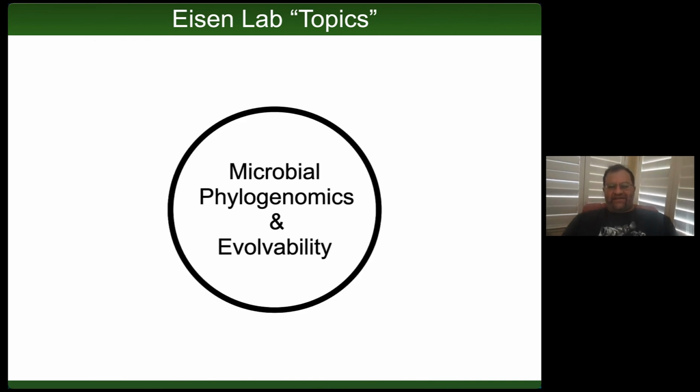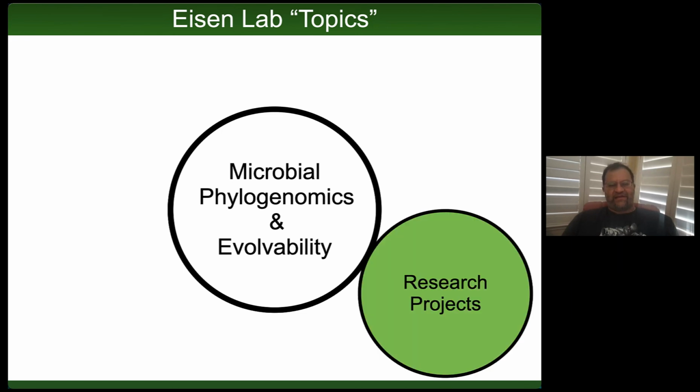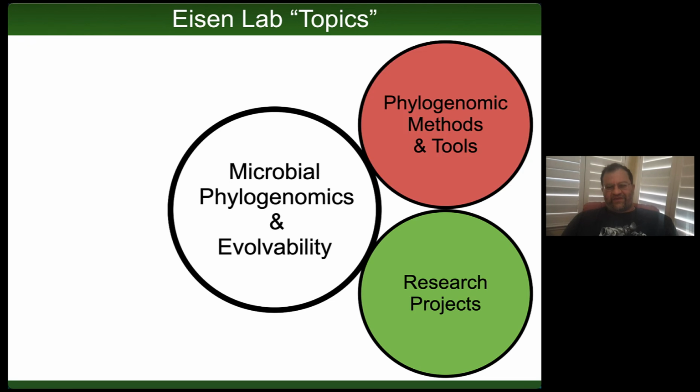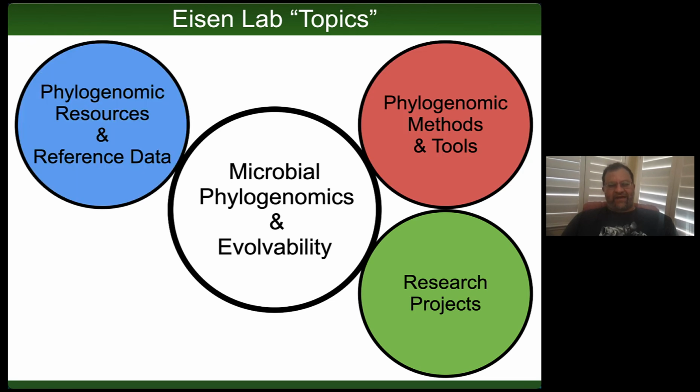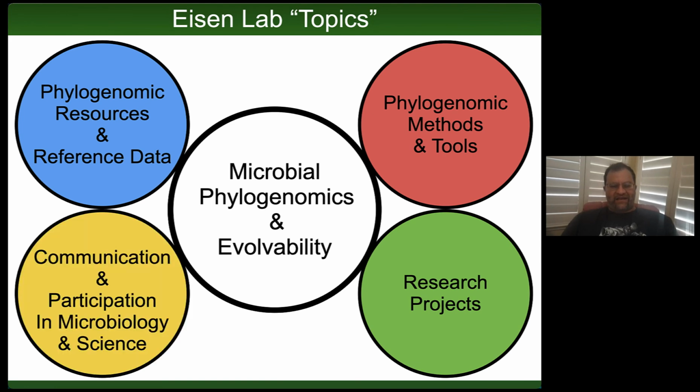So, going back to the lab topics, the organizing theme of everything I'm interested in is how new processes and functions evolve, and in particular, what causes differences in the probability that they're going to evolve in one lineage or another. What leads to those differences, and how can we better predict from genome data how an organism might evolve in the future or how it might have evolved in the past? I walked you through this tour of the research projects and then talked a little bit about methods, tools, resources, and reference data, and alas, did not have time to talk about communication and participation in microbiology and science.